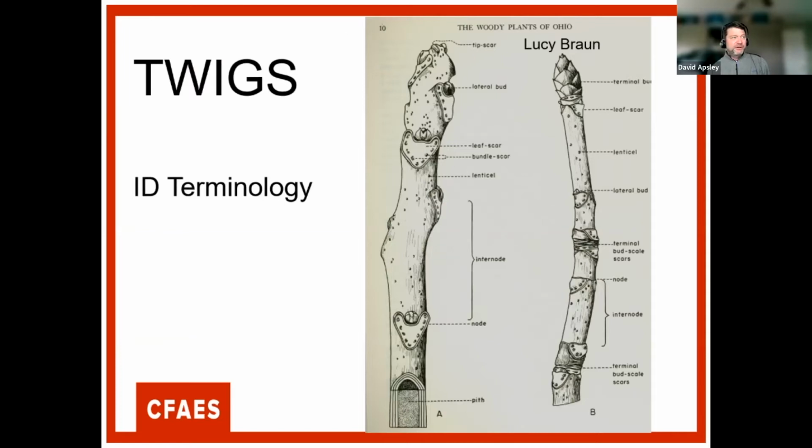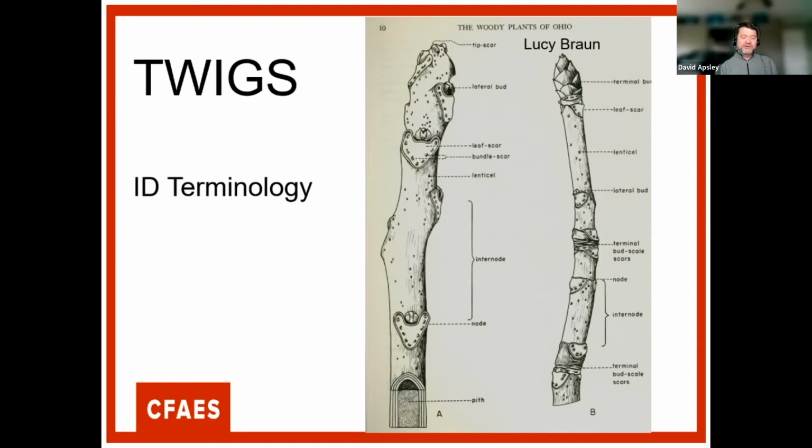So we'll jump into twigs briefly. This is from Lucy Braun. I'm going to grab the book here. It's going to be too glossy to see. I can almost see it at that angle. Lucy Braun is one of my favorite books. It's a little technical, but it's The Woody Plants of Ohio. And what I like about it, it's got great line drawings, and it's got little thumbnail maps of Ohio with the counties. And if it's known to occur there, then it's got a dot on the map. So it helps you, hey, is this even going to be found in the woods where I live in Ohio? And that's one of the great things about it.